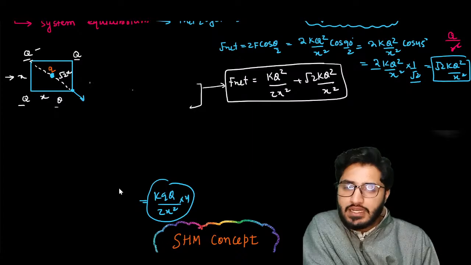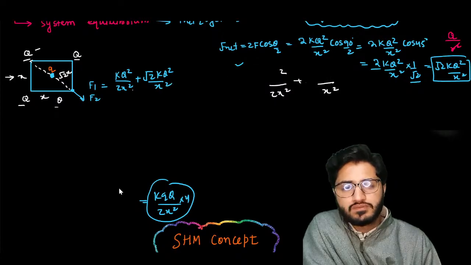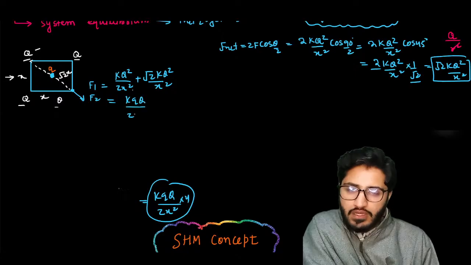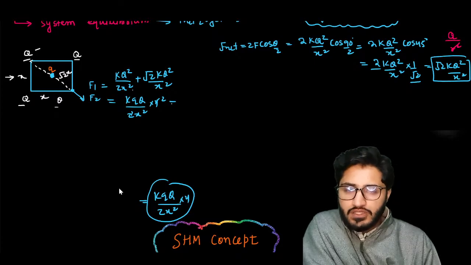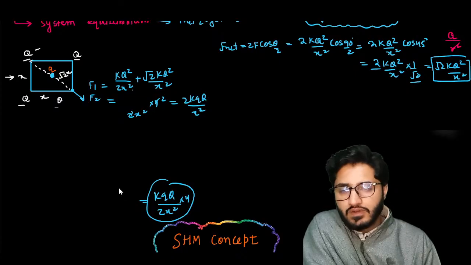Let's suppose it is F1 and F2. F1 is the whole one. It would be equal to how much? kq square by 2x square plus root 2 times kq square by x square. Second one, my F2 is equal to kqq whole divided by 2x square into 4. 2 1s are 2, 2 2s are 4. So it would be 2kqq by x square.